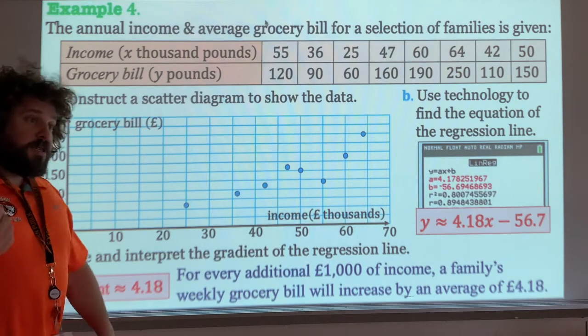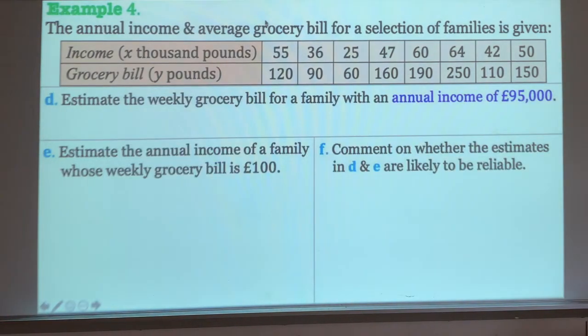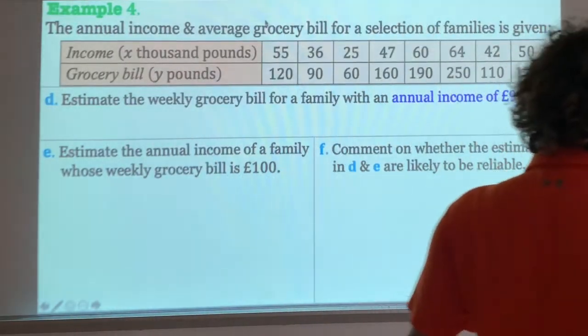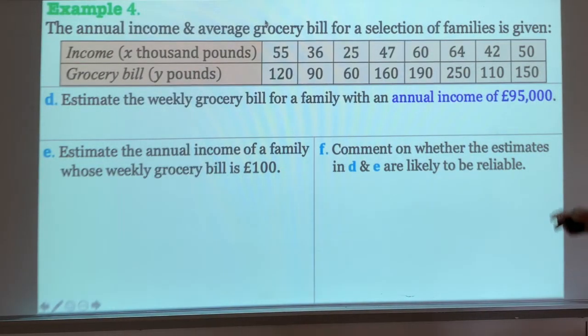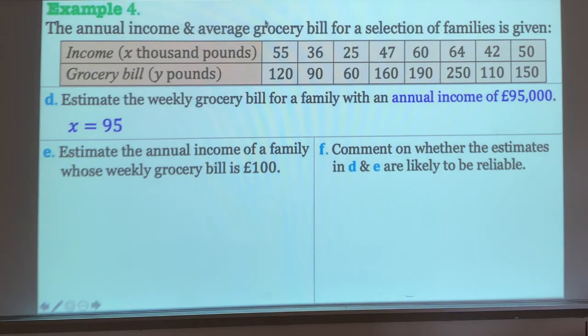Now we're going to start using these lines to interpret the data. So we're going to go up a little. We're going to take example 4. Now we're going to do D and E. D says estimate the weekly grocery bill for a family that has an annual income of 95,000 pounds. So x is 95. What do you think you have to use right there? You have to use the equation we just found. Y is approximately 4.18x minus 56.7.